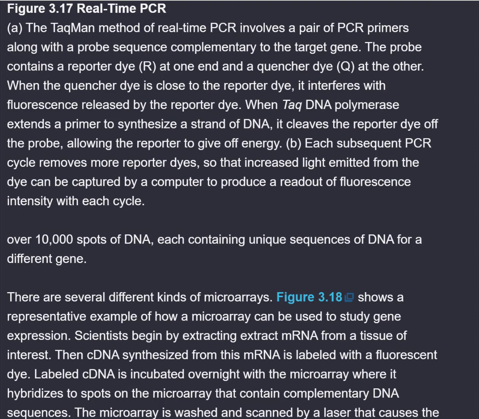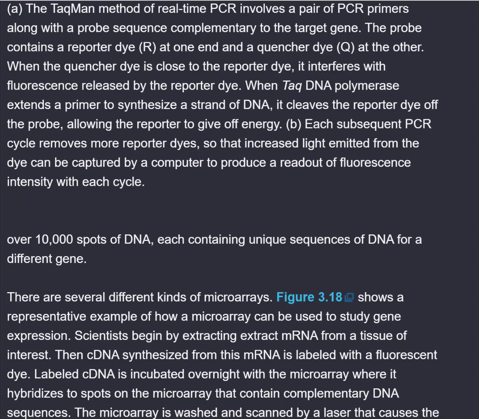Figure 3.17 Real-time PCR. A. The TaqMan method of real-time PCR involves a pair of PCR primers along with a probe sequence complementary to the target gene. The probe contains a reporter dye, R, at one end and a quencher dye, Q, at the other. When the quencher dye is close to the reporter dye, it interferes with fluorescence released by the reporter dye. When DNA polymerase extends a primer to synthesize a strand of DNA, it cleaves the reporter dye off the probe, allowing the reporter to give off energy.